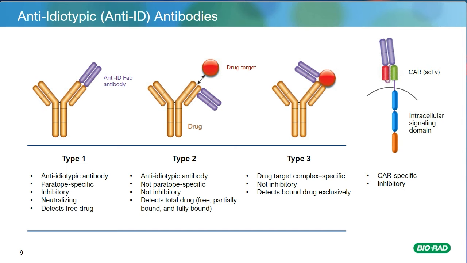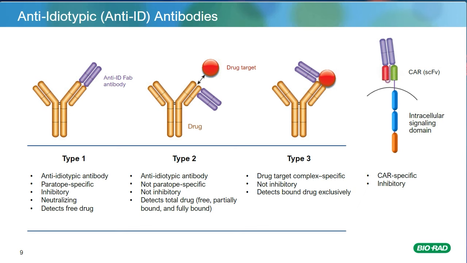A type 2 anti-ID recognizes epitopes outside of the paratope and therefore it's not paratope specific and not inhibitory. These anti-IDs will allow customers to detect total drugs within a system, whether it be free, partially bound, or fully bound to its target. We can generate type 2s by alternating the library panning rounds on the drug antibody alone and the drug antibody in complex with its drug target.